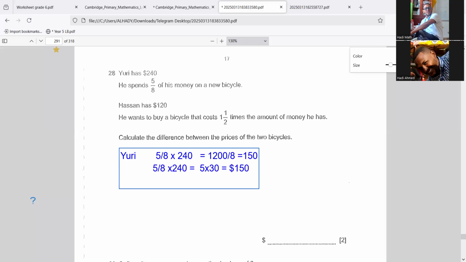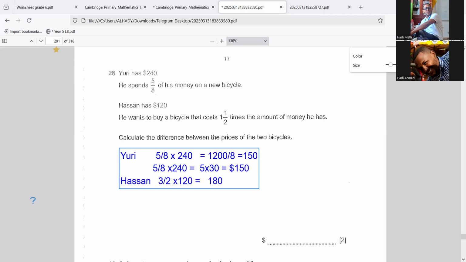After that, you go and find the cost of Hassan's bicycle. You say Hassan's bicycle cost is 1 and 1/2 times. When you say 1 and 1/2, we can change it into an improper fraction. That will be 1 multiplied by 2 is equal to 2, plus the 1 is equal to 3. It's going to be 3/2 multiplied by the money that he has, which is 120. And then you can do the same idea. You could say 120 divided by 2 is equal to 60, and 60 multiplied by 3 is equal to $180.